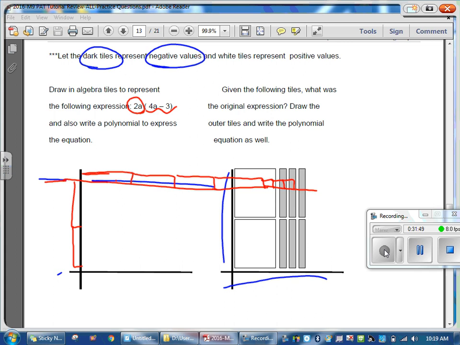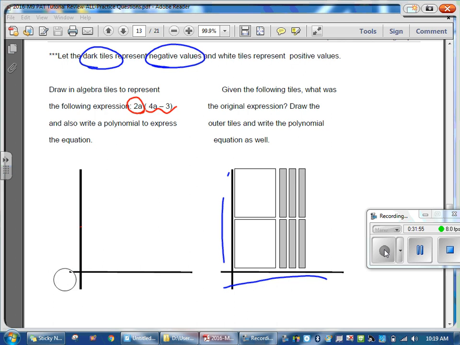So 1A, 1A, now I need 4 of them. 1, 2, 3, 4, and then negative 3. 1, 2, 3. It says that the negatives are shaded, so we're going to shade those 3 because they're negative. Now what we do is we find out where the divisions are. By the divisions, I mean where are the lines where the other objects meet.